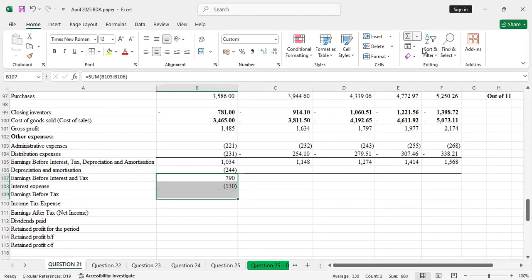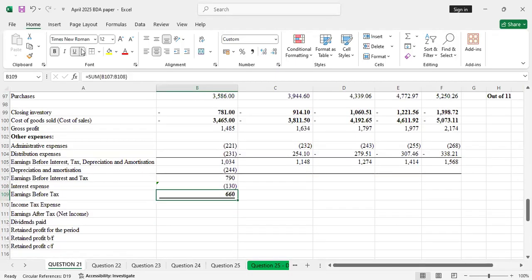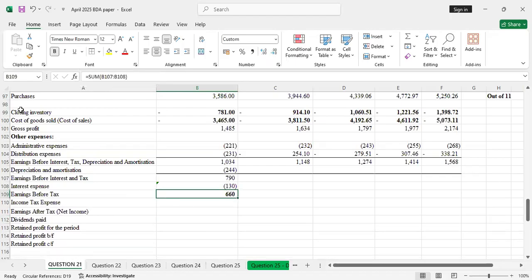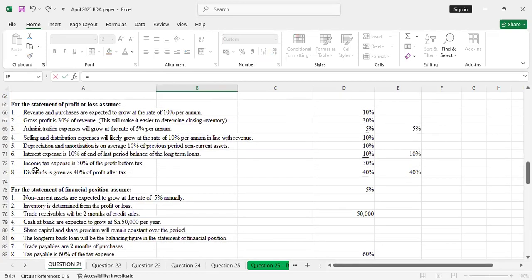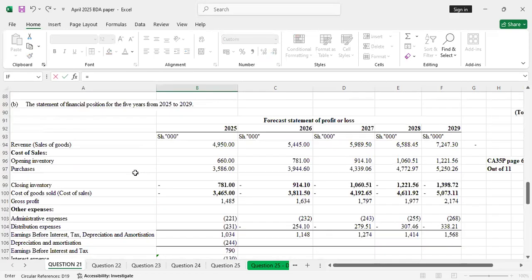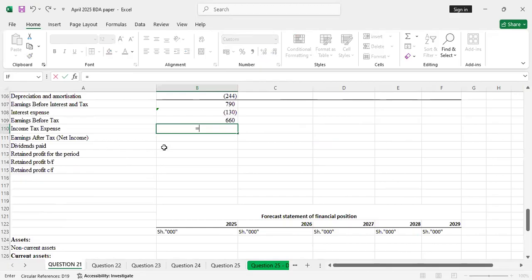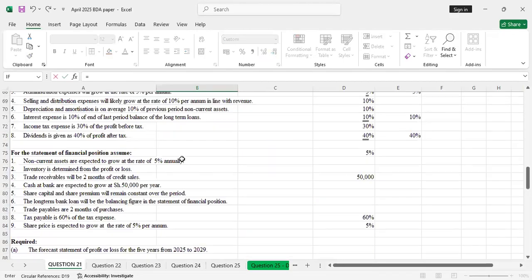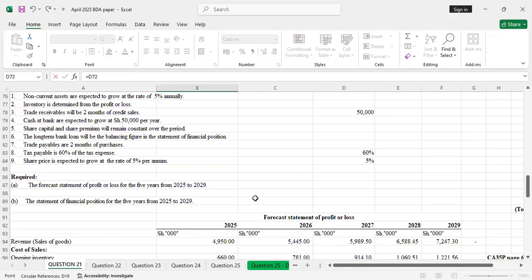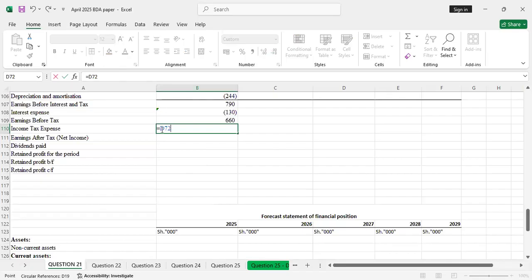So you sum that. Let me remove this. Remove the board. So income tax expense. What is the income tax expense? We were told that income tax is 30% of the profit before tax. So this earning before tax will take 30%. So you say equals to, already it's here. I'll take that 30% and I'll lock it because it will be constant all through.